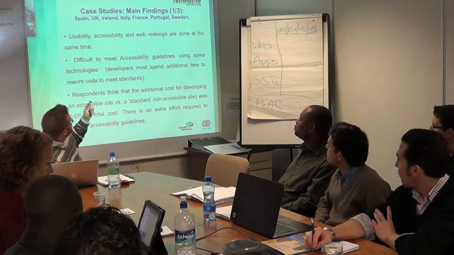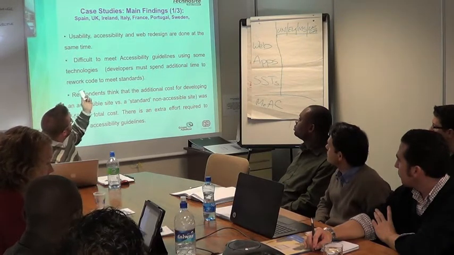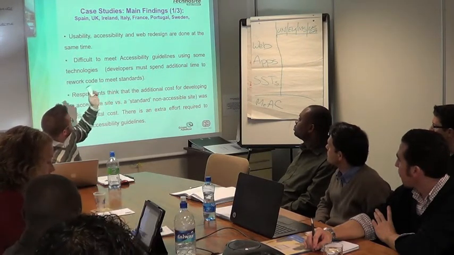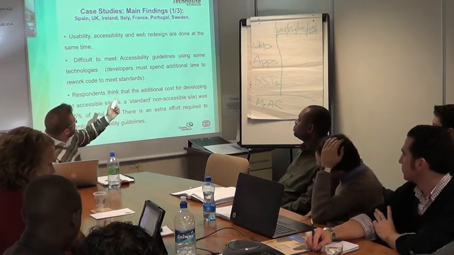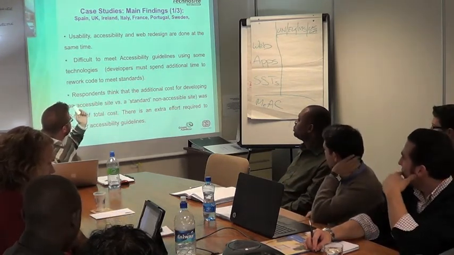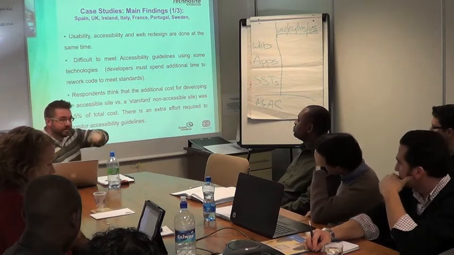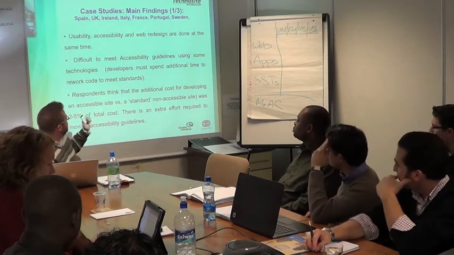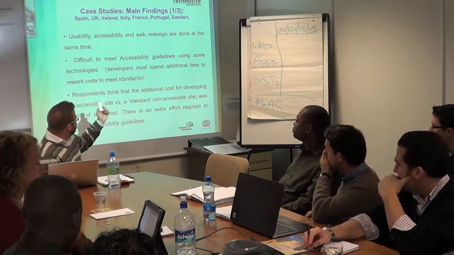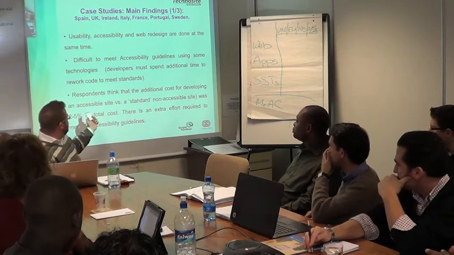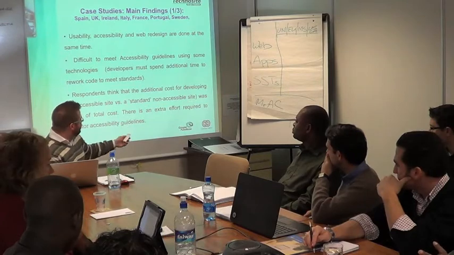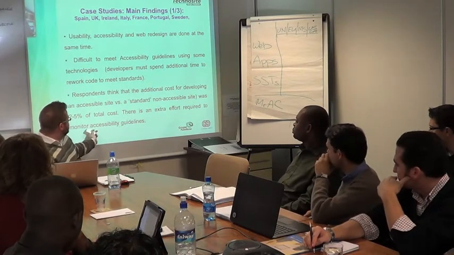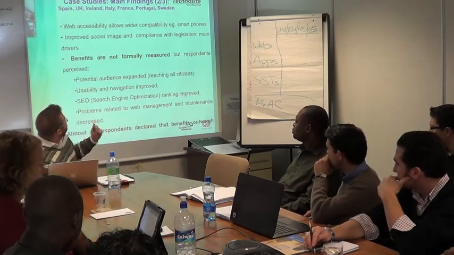These are some results about usability, accessibility, and web design are usually done at the same time. It's difficult to meet accessibility guidelines using technology. Respondents to a survey done by the MEAC study think that the additional cost for developing an accessible website was 2 to 5% the total cost. And they believe that there's an extra effort required to monitor the accessibility.